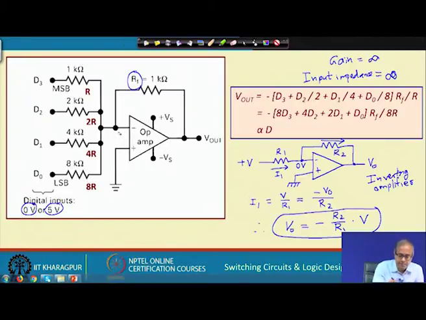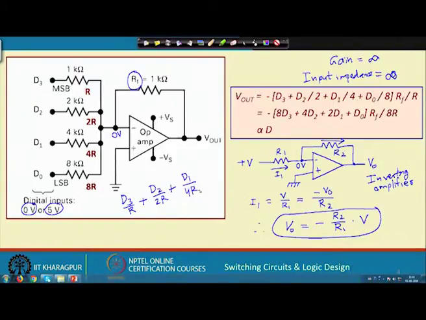So, because this point is at 0 volt, just like I have said, while calculating the value of I 1, what will be I 1 here? Let us say this is R, 2 R, 4 R, 8 R. Example is given, 1 kilo ohm, 2 kilo ohm, 4 kilo ohm, 8 kilo ohm. So, the total current here will be D 3 divided by R plus D 2 divided by 2 R, plus D 1 by 4 R plus D 0 by 8 R.